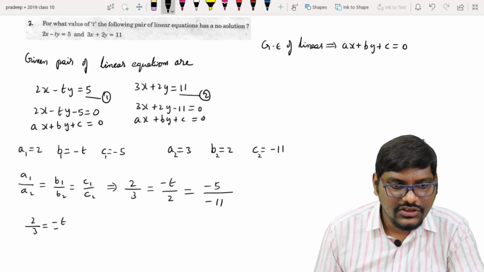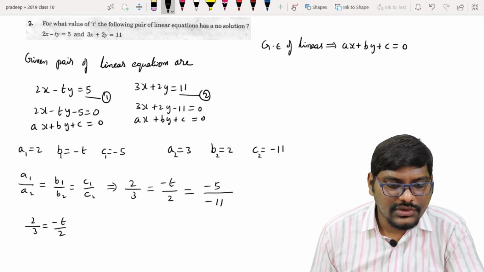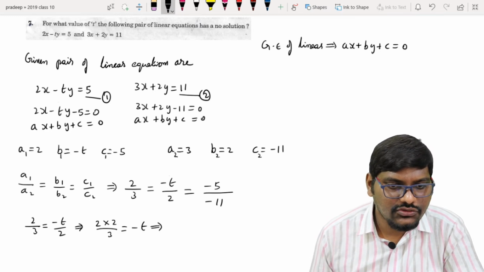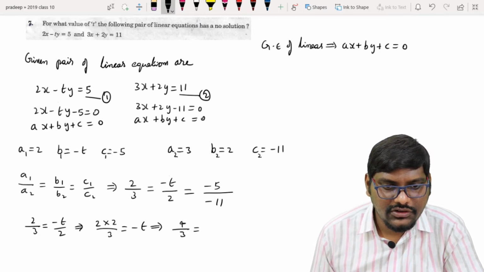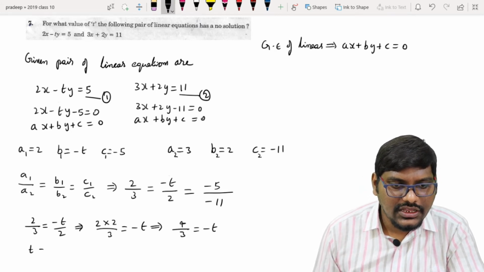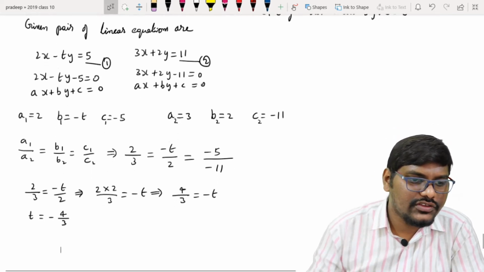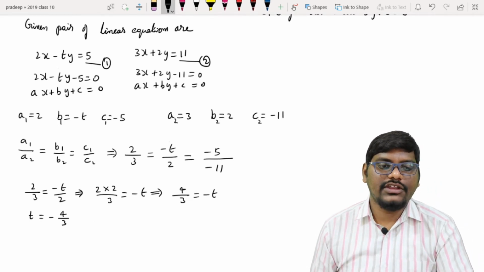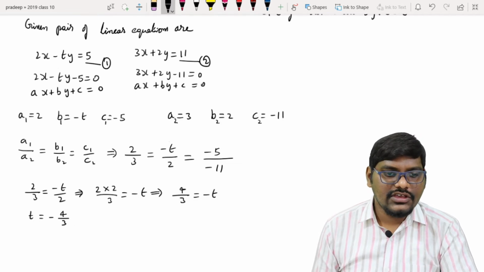So with 2 by 3 equal to minus t by 2, by cross multiplying we'll get the answer. So 2 we can send that side, so that is 2 into 2 by 3 equal to minus t, so that is 4 by 3 equal to minus t. This minus we can send to the other side, so simply we can write t is equal to minus 4 by 3. Okay, so this is the t value that they asked to find out from the given pair of linear equations.